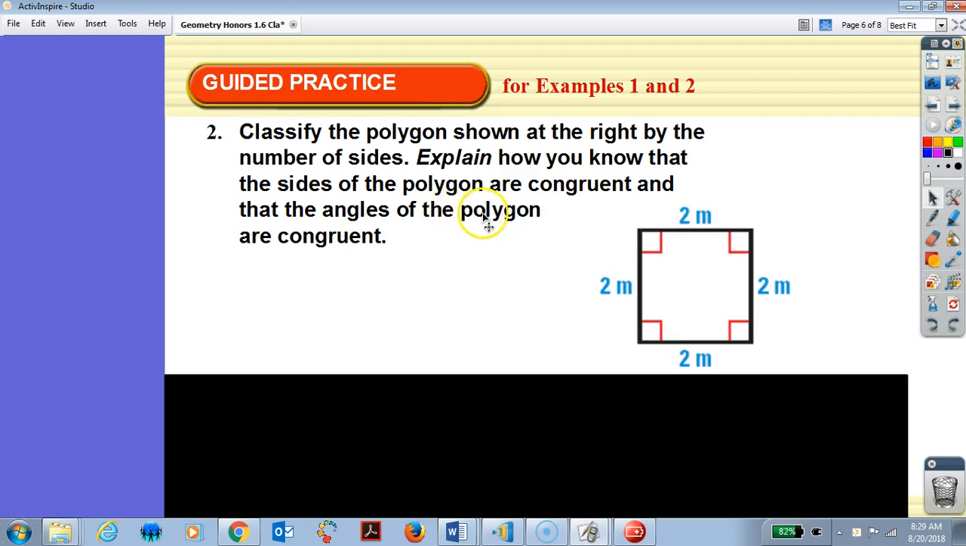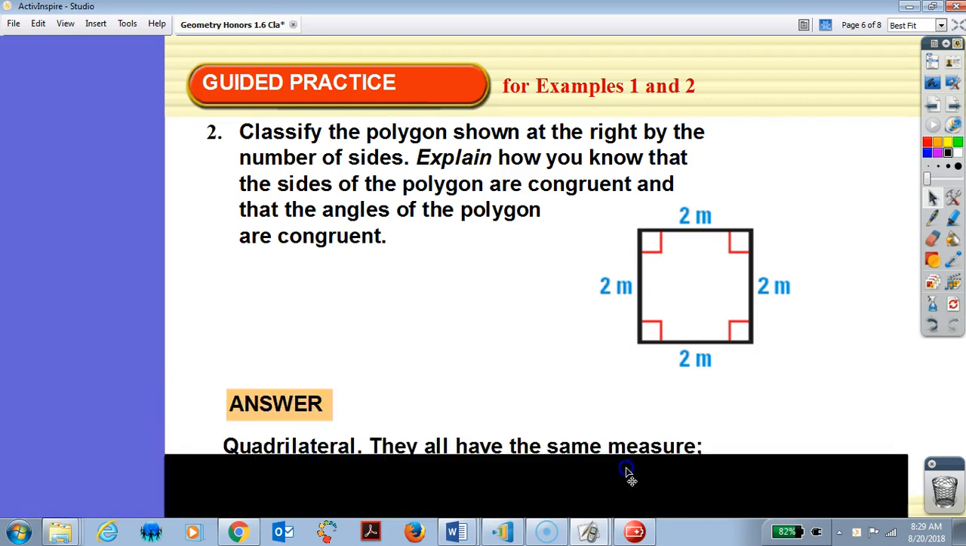And then what about the angles of the polygon? How do you know that those are congruent? They're all marked with the little red box which says, hey, I'm 90 degrees, right? These are all 90, 90, 90, 90. So they're not arcs, they're boxes which say I'm 90. So more specifically, all right angles, all equal sides, quadrilateral, it is a square. This is a regular quadrilateral, it is equilateral and equiangular, therefore it's regular. It is a square.